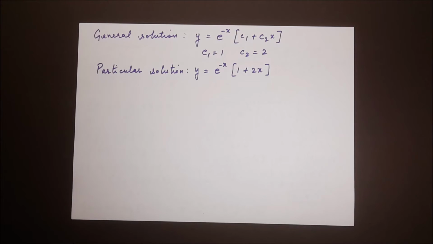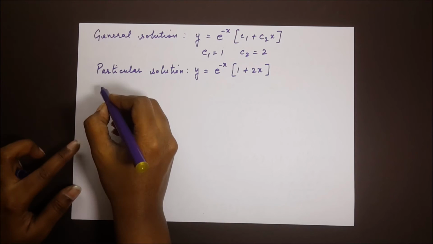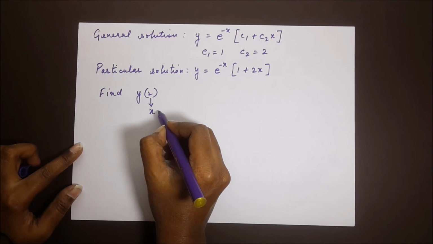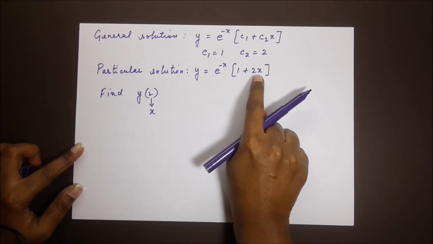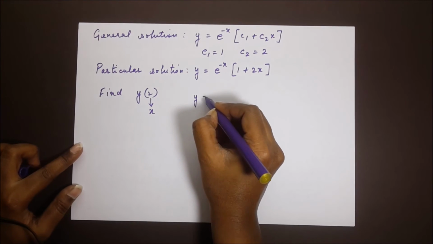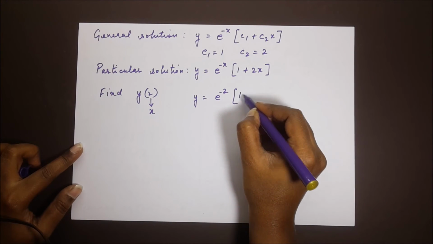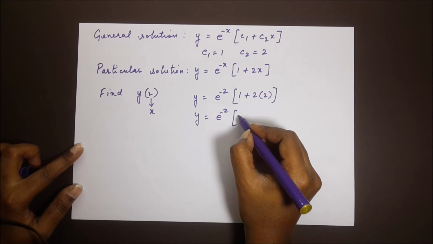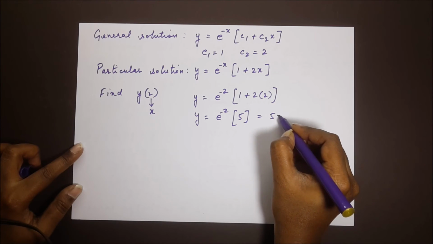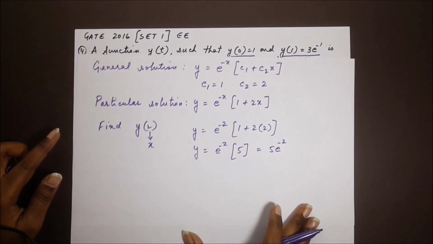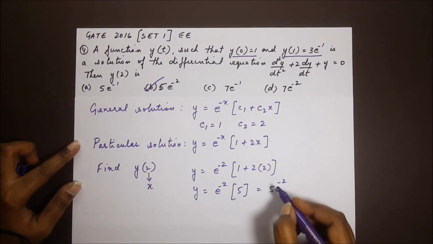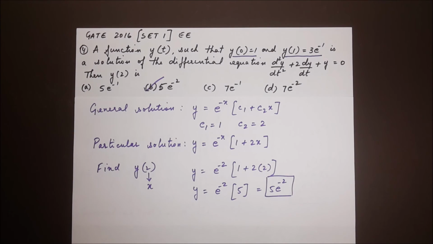Now the question says that we are supposed to find y of 2. So the value of x there is 2. Let's substitute this x over here and see what we get. We get y is equal to e power minus 2 into 1 plus 2 times 2. So y equals e power minus 2 times 5, that is 5 e power minus 2. And 5 e power minus 2 is option B. That's your final answer.